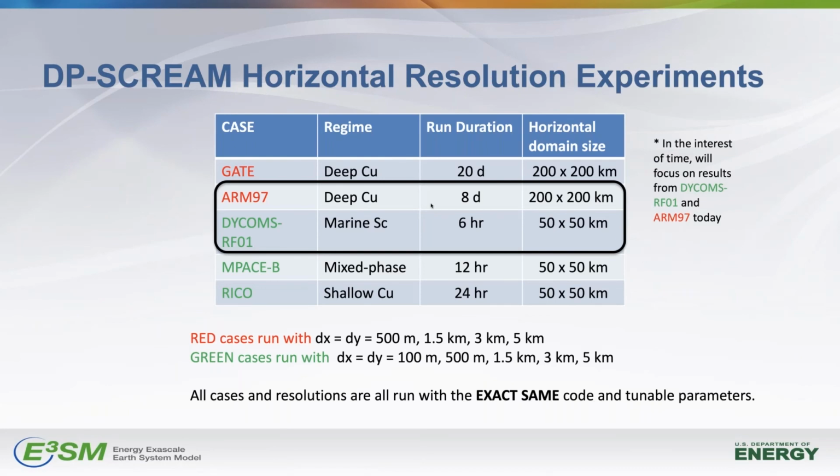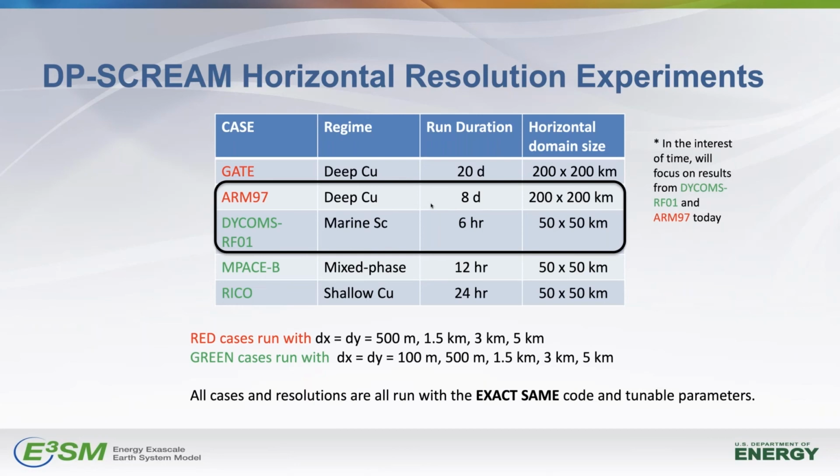Now, to do this study, we focus on 5 cases of varying regimes. However, in the interest of time today, I will very briefly go over the results from only 2 cases, a deep convective case and a marine stratocumulus case. For the deep convective case, we run at horizontal grid sizes ranging from 500 meters to 5 kilometers. And for the marine stratocumulus case, since this is run in a smaller domain and for a shorter duration, we can afford to run with horizontal grid sizes ranging from 100 meters to 5 kilometers.